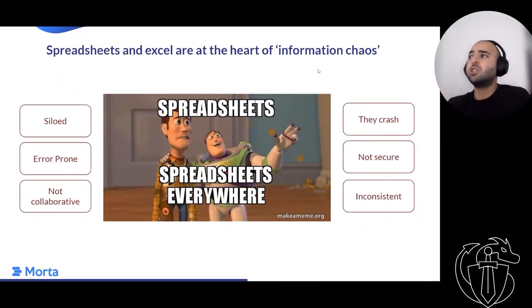But spreadsheets and Excel, from where we're sitting, is at the heart of the problem. It's siloed by default. There are a lot of errors within spreadsheets that are hard to pick up on. They're not consistent and they're not made for collaboration so that multiple people can actually interact on these sheets. They often crash, they lack security, so it's very difficult to tell who's seeing what, and finally they can be quite manual in the way that we're handling them and difficult to access.